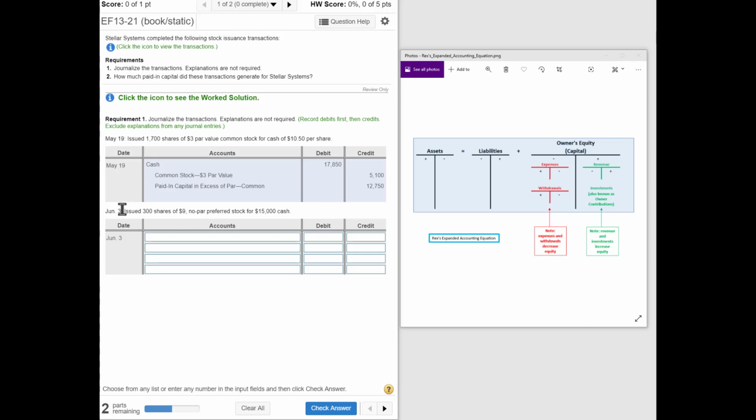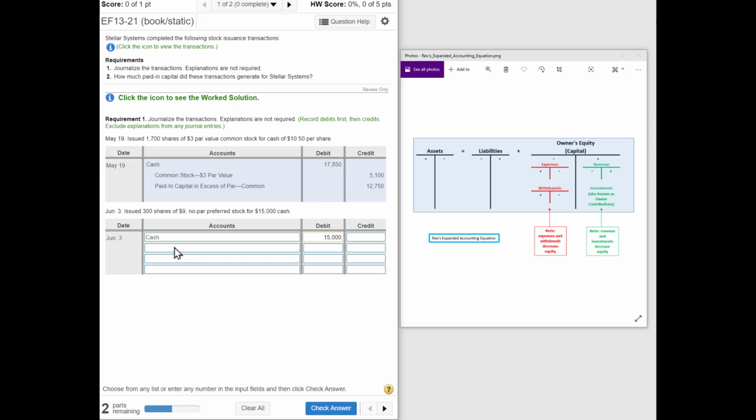The next transaction, June 3rd, we issued 300 shares of $9 par, no par preferred stock for $15,000 cash. So we know we're getting cash, $15,000. Now, in case you're wondering, this $9, no par, the $9 means the dividend, the preferred stock will pay a $9 dividend. We're not doing dividends, so this is just extra information that we're going to ignore in this problem.